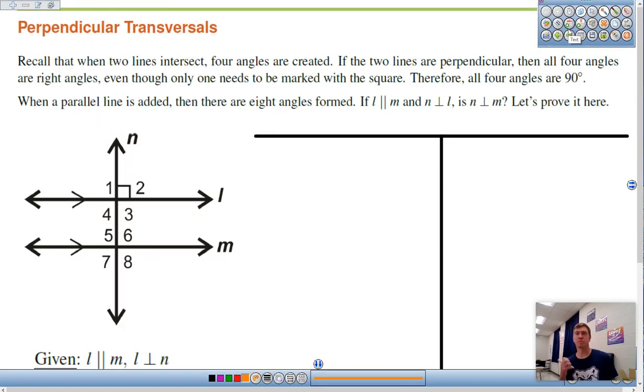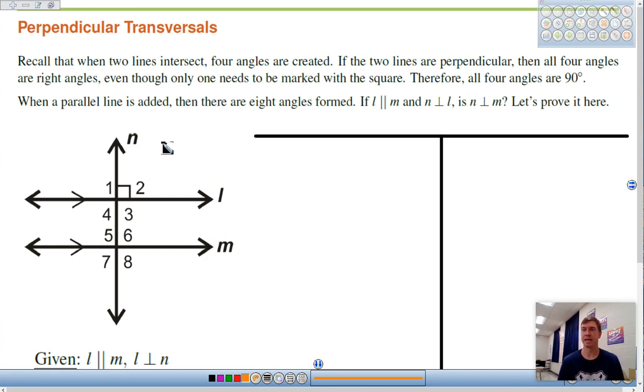Perpendicular transversals. Recall that when two lines intersect, four angles are created. If the two lines are perpendicular, then all four angles are right angles. Basically what I was just saying, that 1, 2, 3, and 4 all here would be perpendicular. Even though only one of them is marked as right angle, we just remember that the others are.